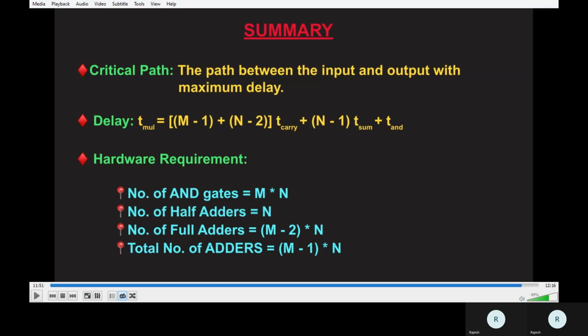It is 12. So this completes our topic array multiplier. So we'll continue with our next topic, multiplication for signed. So this completes the topic array multiplier.